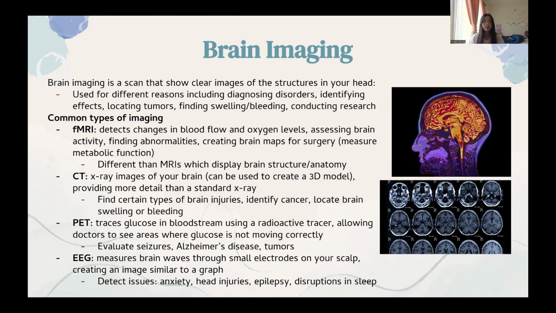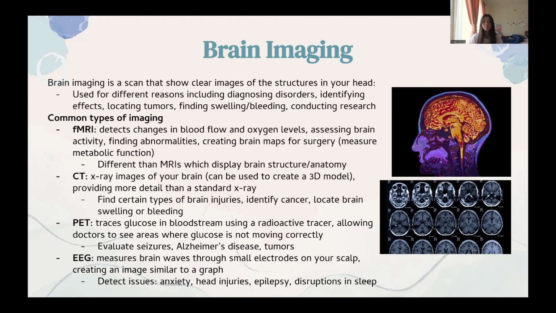So fMRI stands for functional magnetic resonance imaging. This detects changes in blood flow and oxygen levels in your brain. That assesses brain activity, finds abnormalities in the functions of your brain, and creates brain maps for surgery. And it can also measure metabolic function. These are different than MRIs, which display your brain structure and anatomy, and are very detailed versions of CT scans.